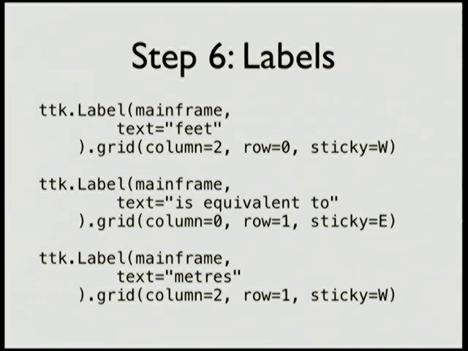We then have our bits of decoration around the outside, 3 other labels. These ones aren't bound to text vars because we actually just wanted to have a piece of text that says feet, or says is equivalent to, or says meters. They're stuck in column 2, row 0. So it's the top right square of our grid, sticky to the west, so it's going to stick to the inside. Is equivalent to is column 0, row 1, so 1 row down on the left-hand side, and sticky to the east. And meters, column 2, so on the far right-hand side, 1 row down, sticky to the west.